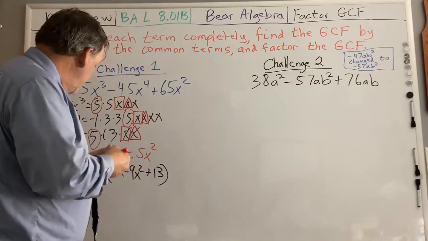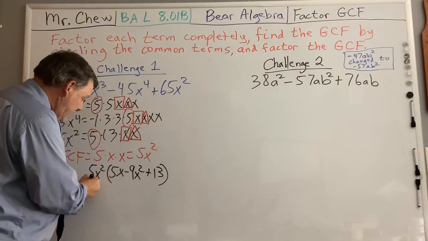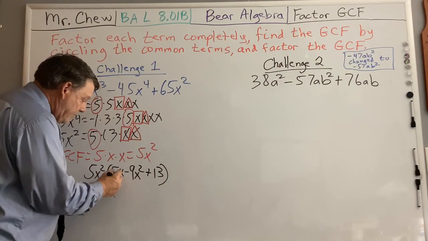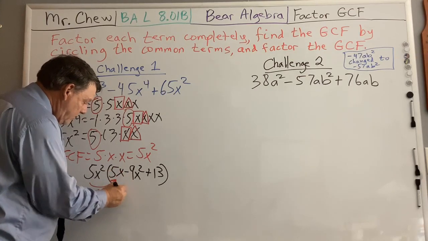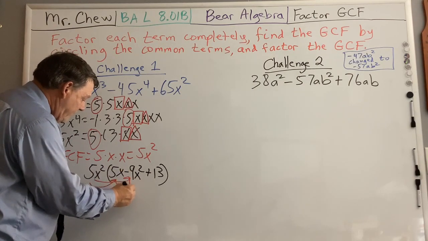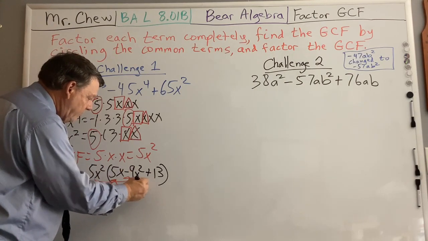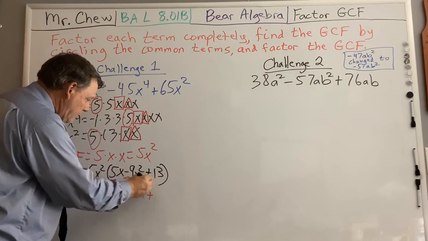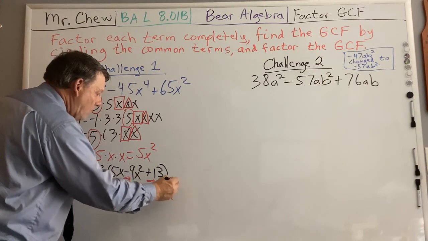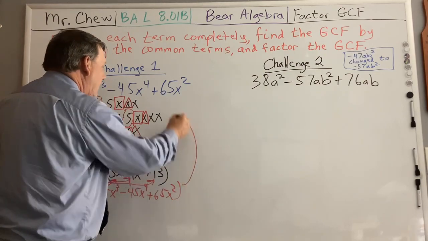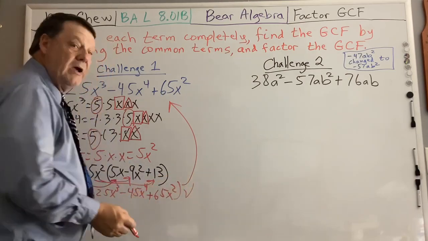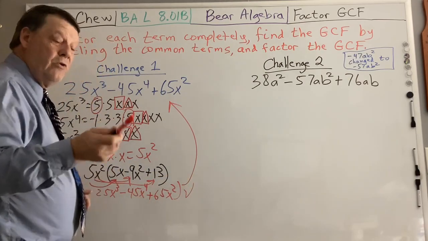All right. How do we check this? Distributive property. 25x squared times x is x cubed minus 45x to the fourth plus 65x squared. And if you look, I get my original, which means I am correct. All right, hopefully you're able to do that one right.